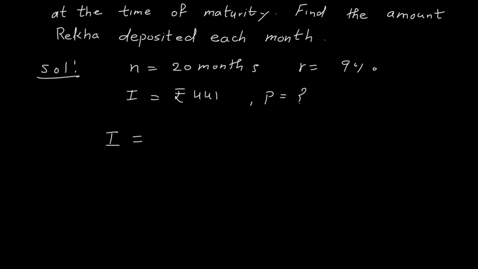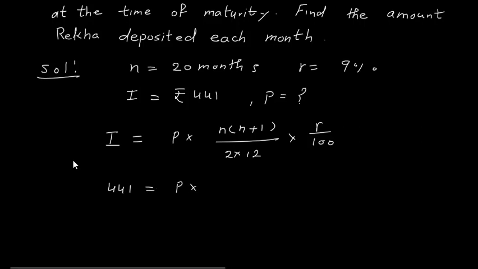I is equal to P into n plus 1 divided by 2 into 12 into R upon 100. So interest is 441. This is equal to P into the value of n is 20 into n plus 1 is 21 divided by 2 into 12 into R is 9 upon 100.